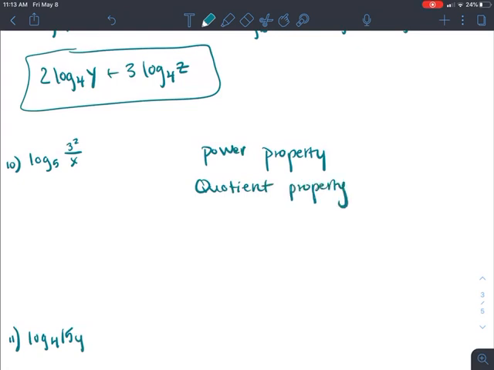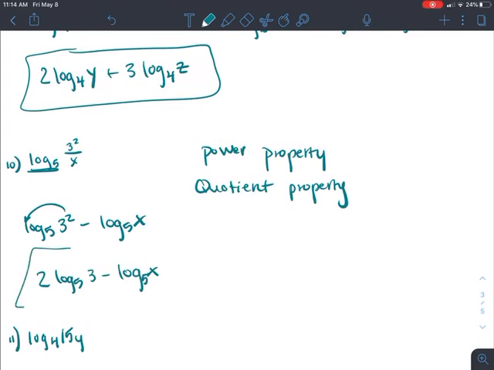Okay. So my base here is log 5. The first thing that I'm going to do is use the quotient property and separate it, making it into something that's more recognizable to me, at least. If you want to do the power property first, that's up to you, but to me, it's easier to do the quotient property and then use the power property. So I go log 5 of 3 squared minus log 5 of x. Then I got to bring the 2 down, and I get 2 log 5 of 3 minus log 5 of x. And that is your answer.